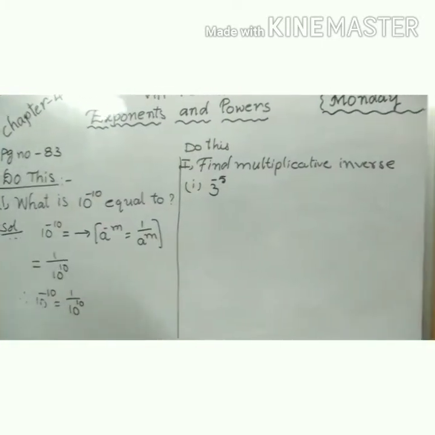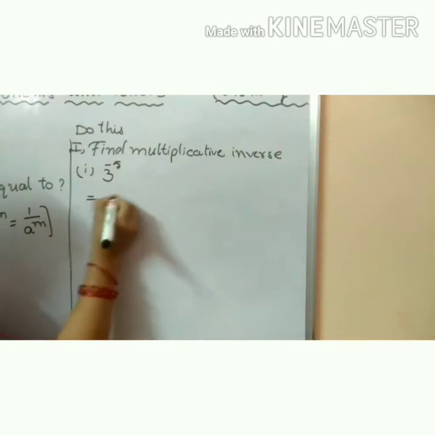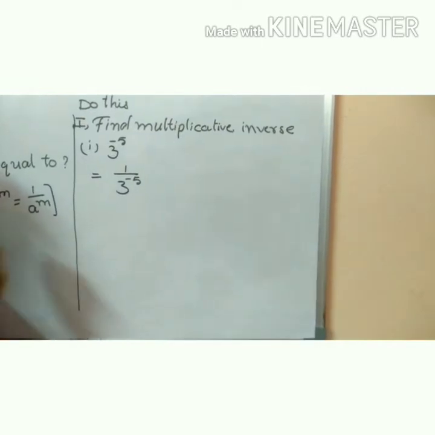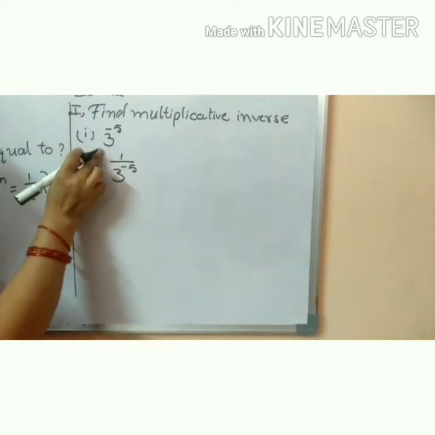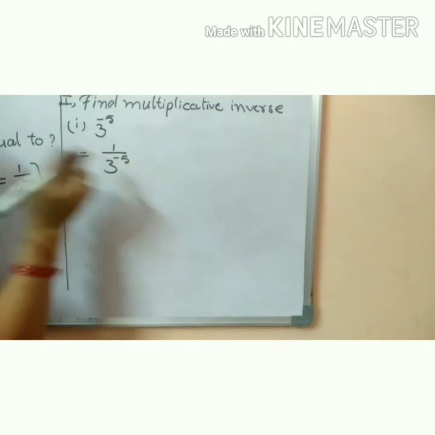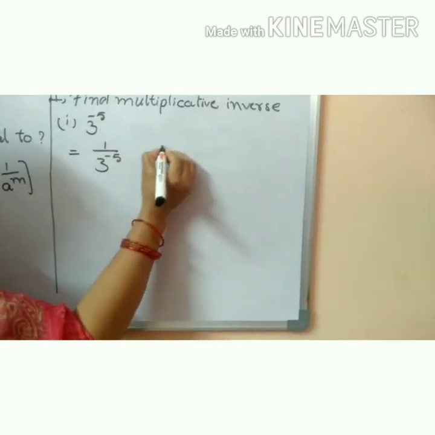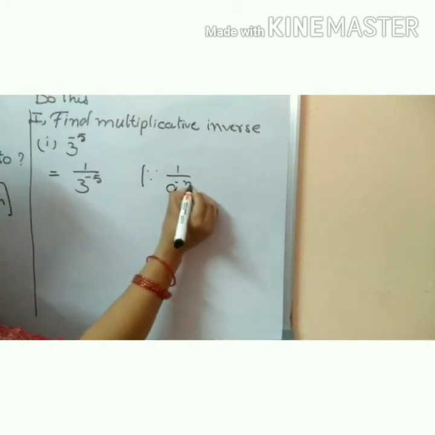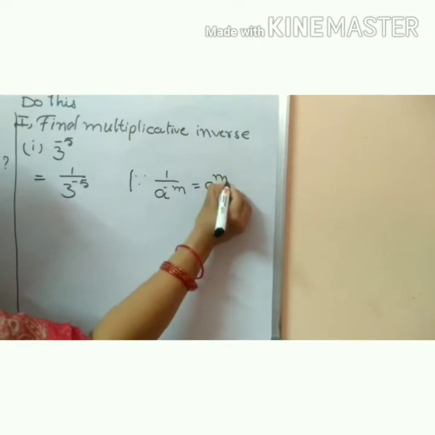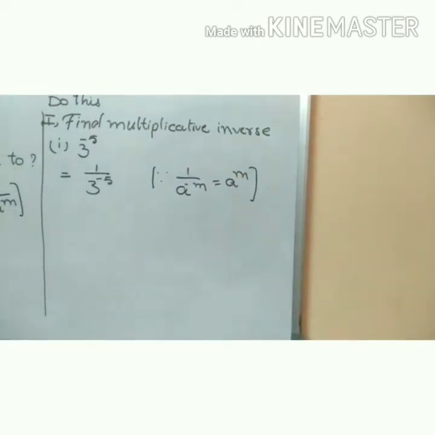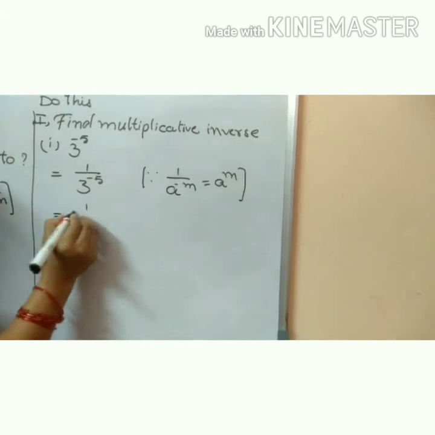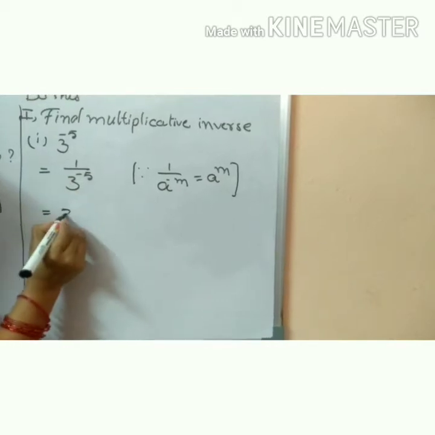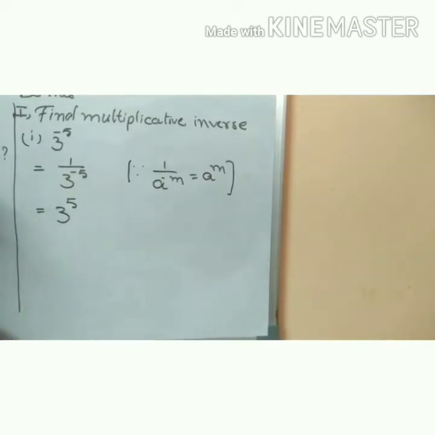We should write the multiplicative inverse as 1 by 3 power minus 5. Then you write 1 by the given expression. Okay. So 1 by 3 power minus 5. It is comparing with the laws of exponents: 1 by a power minus m equals a power m. So here write 1 by, this is 1 by a power minus m, so you will write here 3 power 5.